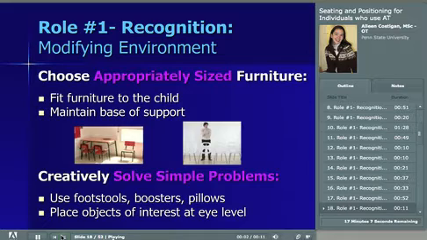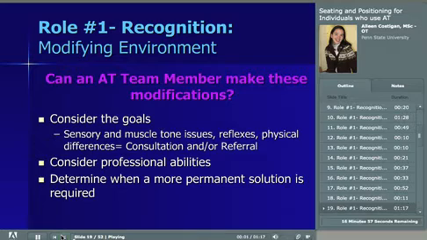Using strategies such as footstools, booster seats, and pillows for propping may assist in maintaining an appropriate seated position in both chair and floor situations. At this point, you may be wondering whether it is within your professional role to make such modifications. Assistive technology team members need to use their judgment in enacting these strategies. Whenever high or low muscle tone, sensory issues, reflexes, or distinct physical differences are present, consultation with or a referral to an occupational therapist or physical therapist is required.